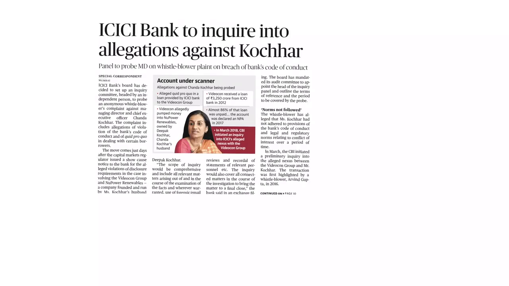ICICI Bank to inquire into allegations against Kochhar. Here, a whistleblower has complained against CEO Kochhar, and it is leading to a committee of inquiry against her, especially on the allegation of conflict of interest in providing loans to the Videocon Group, with which her husband is closely associated.